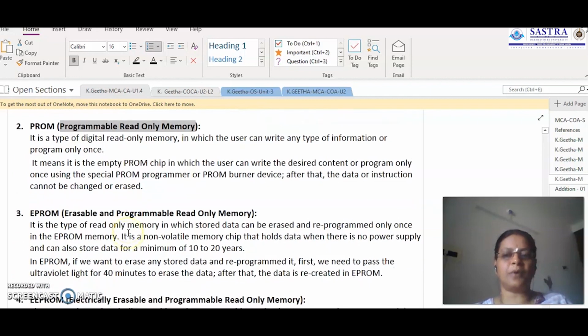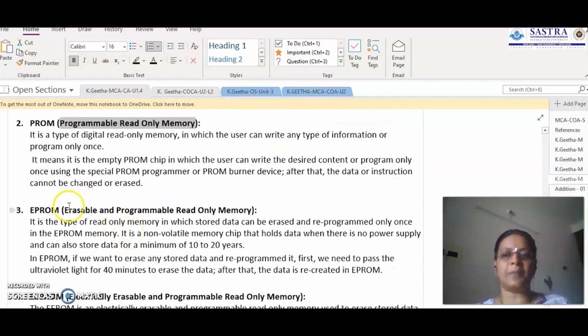And next comes EPROM, which refers to erasable and programmable ROM. It is programmable, and then you can erase the content if you want to reprogram it. This type of memory is also non-volatile, and it holds the data as long as the power supply is there, and it can store the data for a maximum period of 10 to 20 years.